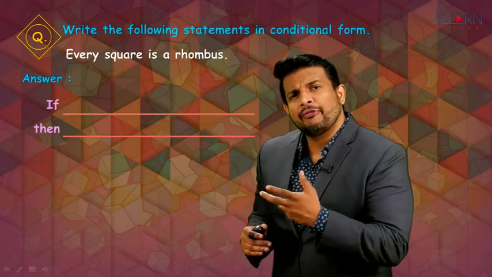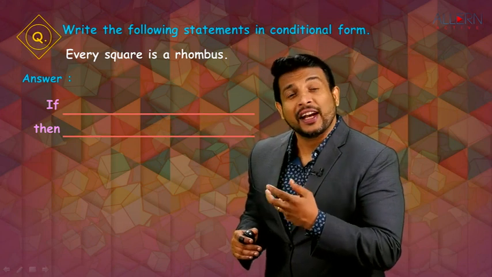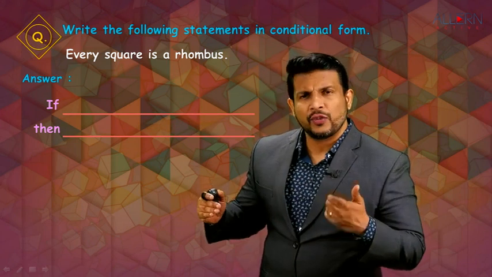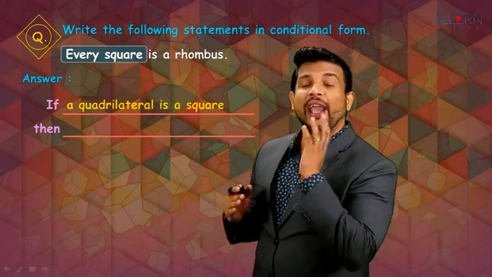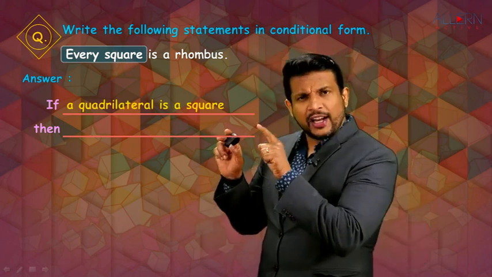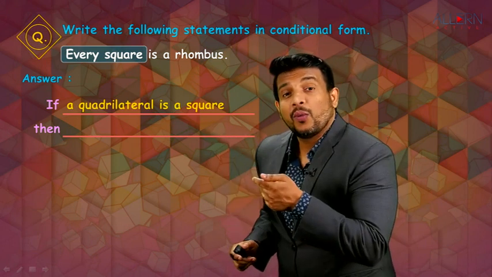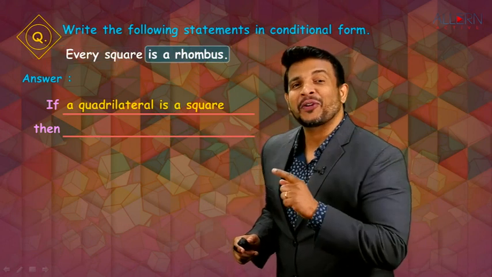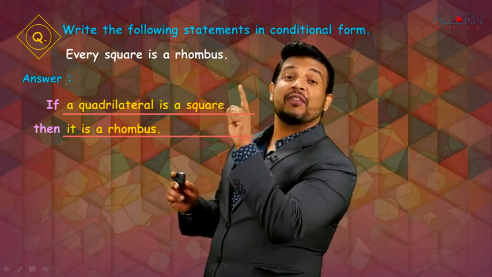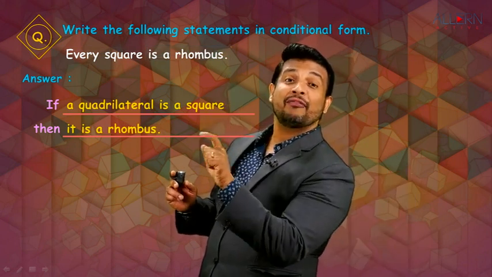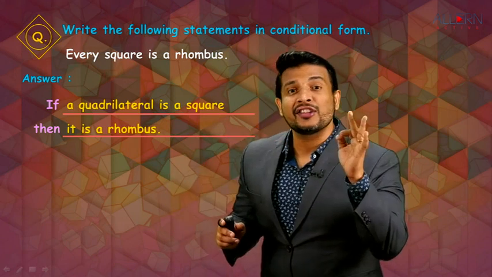How do we write it? If what? If a square? No. What is that? A square is a quadrilateral. So we can say if a quadrilateral is a square. If a quadrilateral is a square, then what is it? Then it is a rhombus, and that is nothing but the same statement which is given. We have written it in the if and then form. That is nothing but the conditional form.